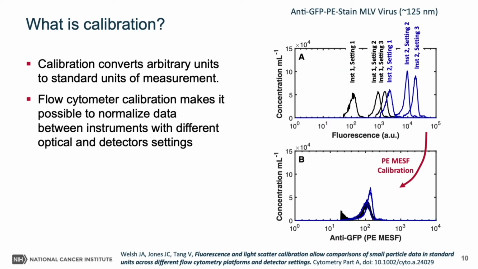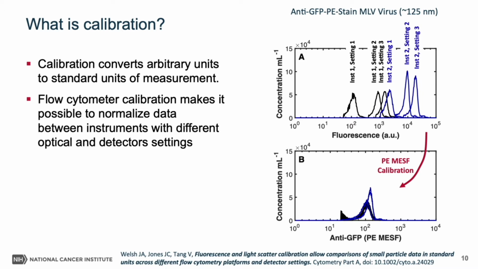So what is calibration? Calibration is the conversion of arbitrary units to standard units. In the top right plot, you can see that if we acquire the same population at 3 acquisition settings on 2 different instruments, we're unable to overlay that population on the arbitrary unit scale. This is where the problem lies when we report EVs that we cannot fully detect and where we have no idea what proportion of the EV population we might be detecting.